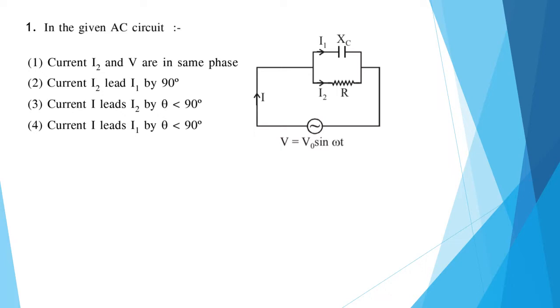Question 1. In the given AC circuit, which of the following options is correct? As you can see, two parallel circuits, therefore I2 and V will be in the same phase, and I1 will lead V by an angle of 90 degrees. So the correct answer here will be option 1, that is current I2 and V are in the same phase.